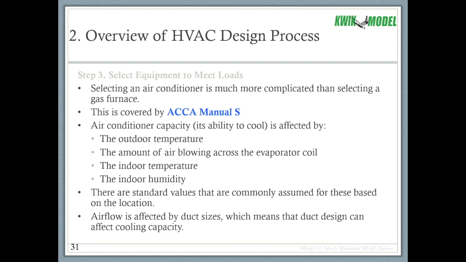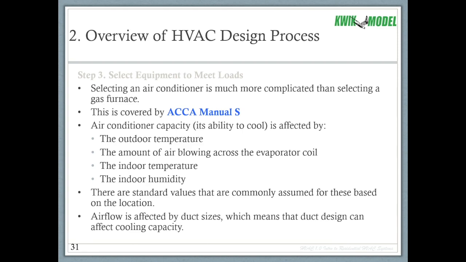An air conditioner's ability to cool is affected by several things. It's affected by the outdoor temperature. What is the temperature that that condenser is sitting in, to which it has to dump heat? All that comes from the manufacturer's data tables, the specifications for the equipment that you're looking at. The other factor that's very important, that a lot of people don't take into account as much as they should, is the airflow. The amount of air blowing across the evaporator coil. The evaporator coil is the coil that's in the indoor airstream that's transferring the heat from the air into the refrigerant, which is then carried outside and dumped outside at the condenser.